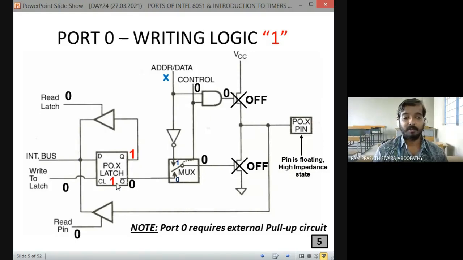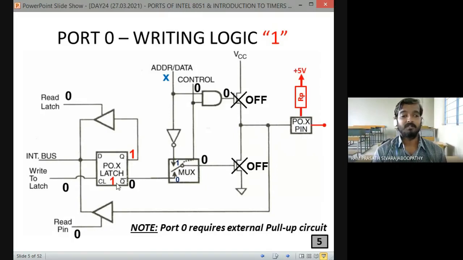So port 0 requires an external pull-up circuit. Pull-up circuit means we are connecting the pin to 5 volt through a resistor. Typically, the value of the resistor is 10 kilo ohm. Now the logic at the pin is 1. Please remember, when we are using port 0, we have to build an external pull-up circuit so that port 0 is going to work.